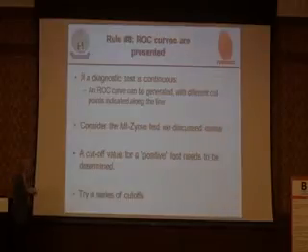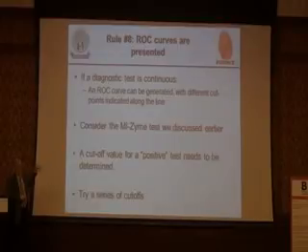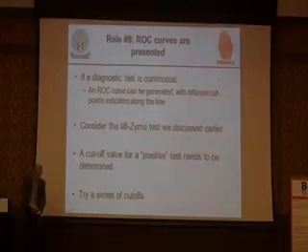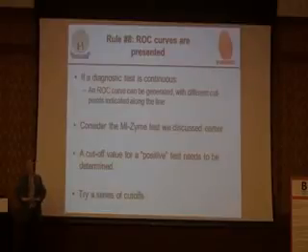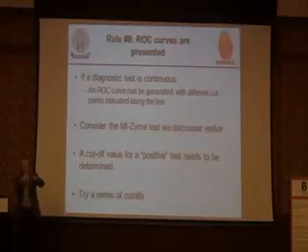Okay? And then the next thing is we want ROC curves to be presented. Okay? If a diagnostic test is continuous, what you can do is calculate sensitivity and specificity at different levels of that test. You say, well, if I make the cutoff for saying they have disease here, what's the sensitivity and what's the specificity? If I do it here, what's the sensitivity and specificity? Then you can generate a curve.